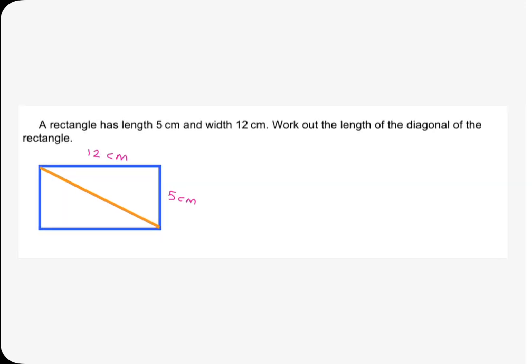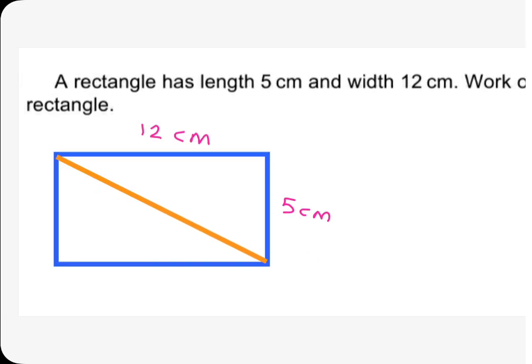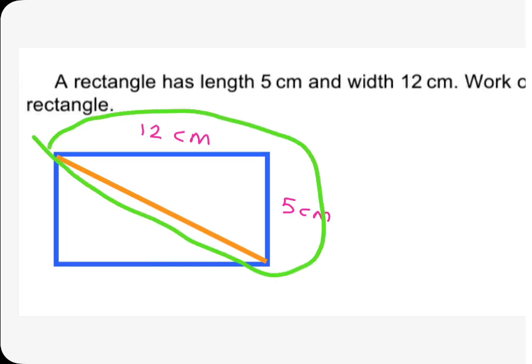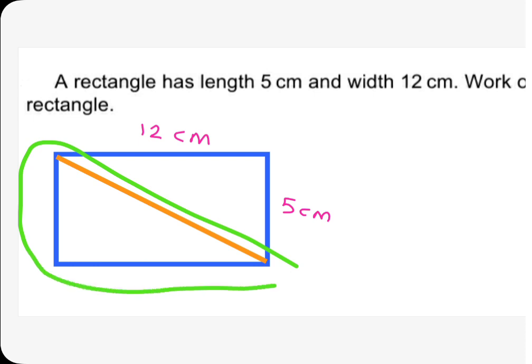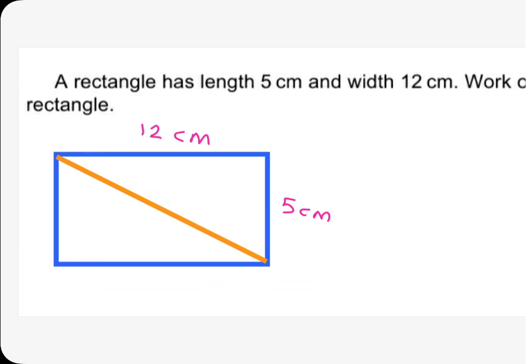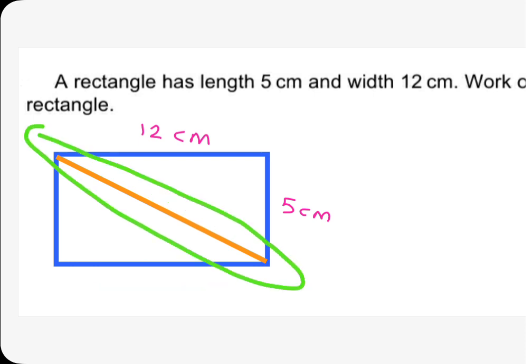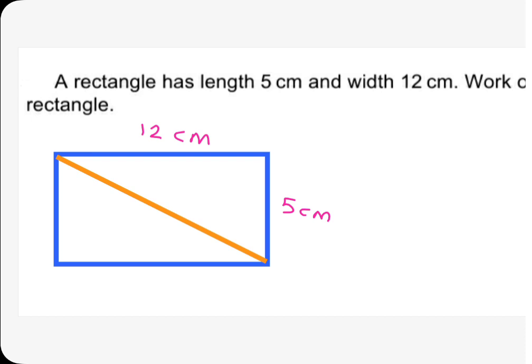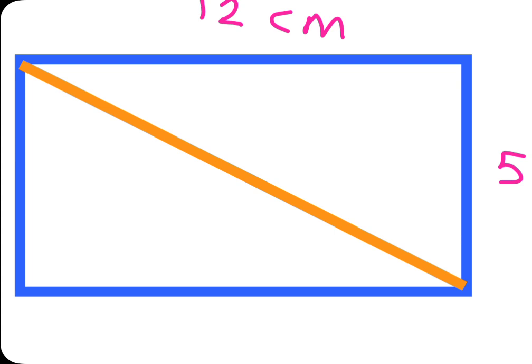But if we look closely at the picture, we can see two right-angled triangles. This is one, and this is two. And they both share this line, which is the longest line in the triangle. And we call this line the hypotenuse. So this is the hypotenuse.